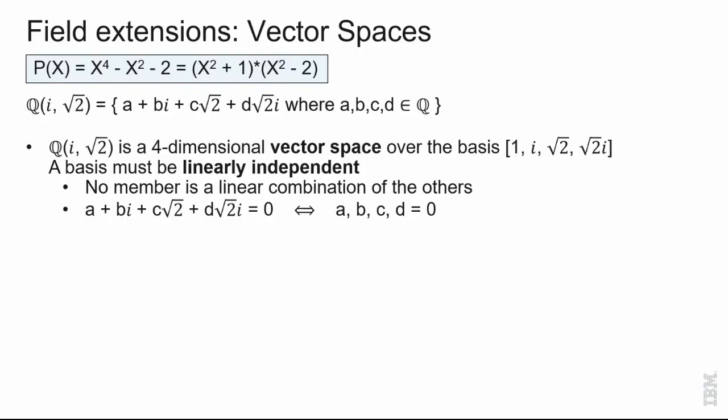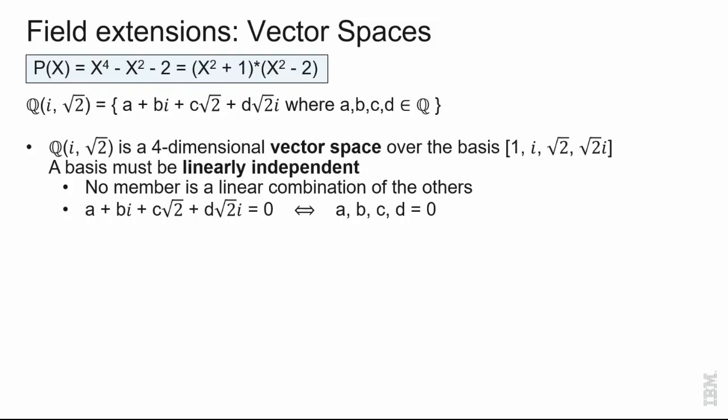and square root of 2 times i, are what's called linearly independent. So none of these 4 elements can be created from the other 3 elements just by using linear combinations, multiplying those elements by rational numbers in this case. So when the basis of your combination is a collection of numbers that are linearly independent of each other, then this is called a vector space. So in this case, Q adjoined i and square root of 2 is a 4-dimensional vector space over this basis of linearly independent numbers.